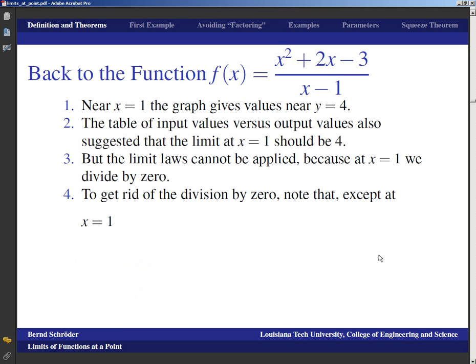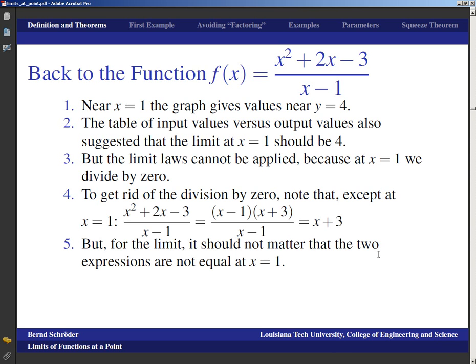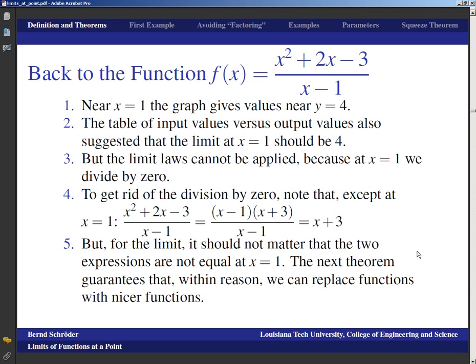But note that except at x equals 1, x squared plus 2x minus 3 over x minus 1 is equal to, well, just factor the numerator as x minus 1 times x plus 3, divided by x minus 1. And that's, of course, equal to x plus 3, except at x equals 1. For the limit, it should not matter that the two expressions are not equal at x equals 1, because the definition of the limit specifically says that we're only interested in what happens near the limiting value. And near 1, this thing is equal to x plus 3, and therefore it would be approximately 1 plus 3, which would be 4.